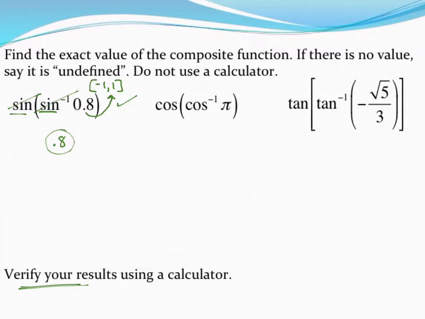Next up, I have the cosine of the inverse cosine of pi. Well, once again, the only question you really have to ask yourself is, is that in our domain? Our domain for inverse cosine is, again, -1 to +1. Pi, sadly, does not fit in between there. So pi is not in the domain, which means these don't just cancel out. Instead, we can't even do the problem. There is no answer to this problem. The answer is it's undefined.